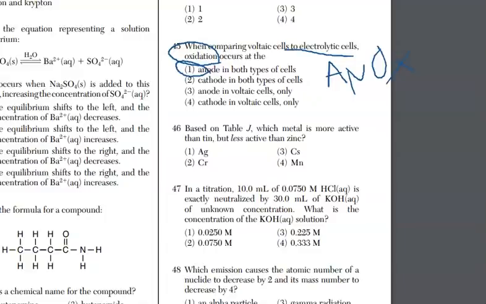Moving on to 46, we're going to go to reference table J. Which metal is more active than tin, but less active than zinc? Once again, they did not give you symbols. If you don't know, the symbol for tin is Sn, and for zinc it's Zn, and look them up on reference table S first. Let's go to table J.